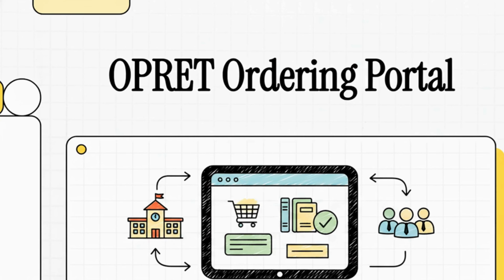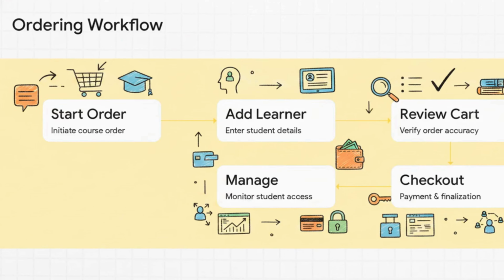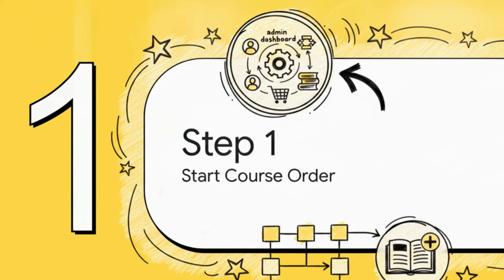If you've ever felt completely overwhelmed by juggling online learning licenses, you are definitely in the right place because we're going to walk through a complete start-to-finish workflow. To keep things simple, we'll break this down into 5 easy steps: starting the course order, entering learner details, reviewing the cart, payment and checkout, and finally, managing access. All right, let's jump right into step 1, starting your course order.